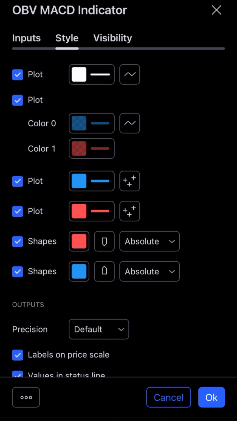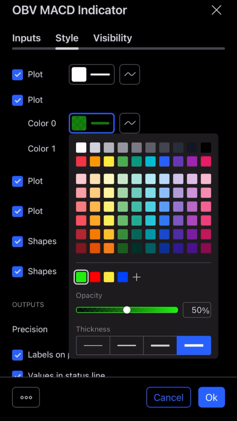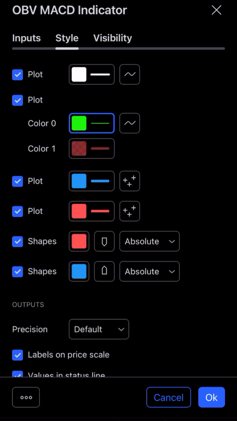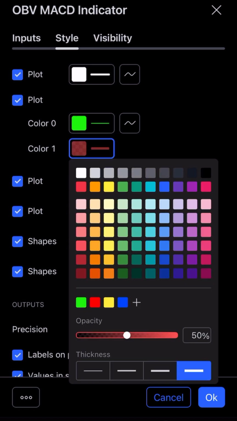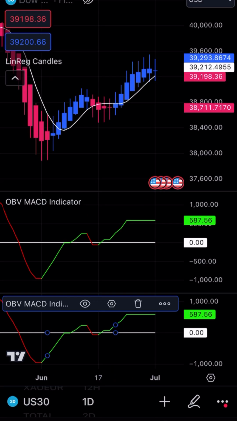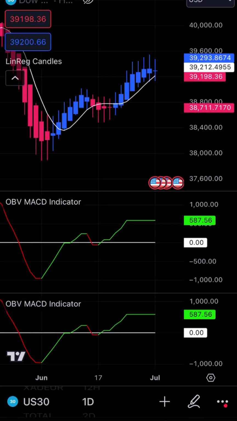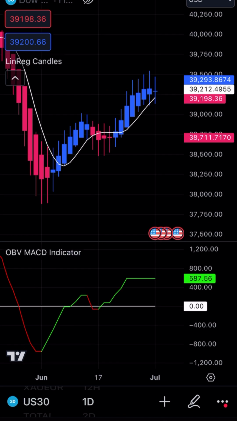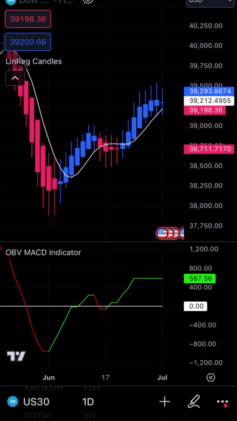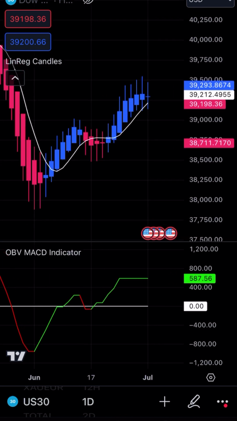And then right here where you see the blue and the red, the blue is basically the green, so I change it to a green for bullish. Turn up the opacity and bring down the thickness. Same thing with the red, this is the bearish. I make it a bright red, bring up the opacity and bring down the thickness. So that sets that up. It looks exactly like it does here, and it's pretty simple to set up.